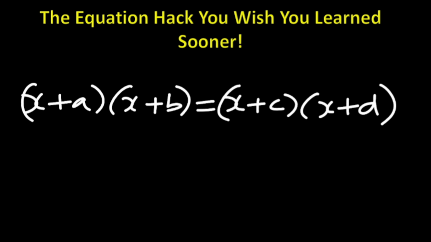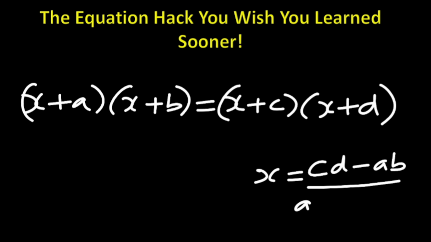But now, if the equation is of this form, say x plus a times x plus b equals x plus c times x plus d, in this case, what is the formula? Let's see the formula. So the formula is going to be x equals cd minus ab divided by a plus b minus c minus d. That's the formula. So x equals cd minus ab over a plus b minus c minus d.